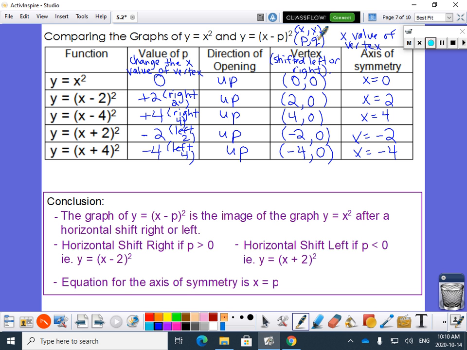Now, you also might want to remember it this way. When it's a negative inside the brackets, you're going to move right. When it is a positive inside the brackets, you are going to move left. Okay, so this is how it's going to go.